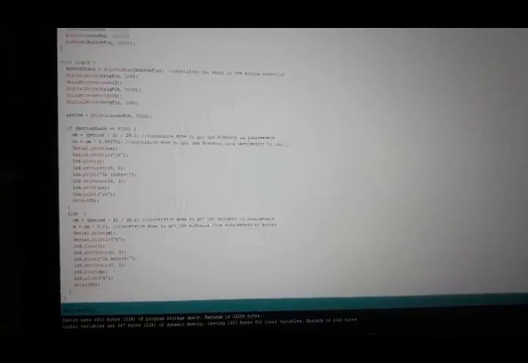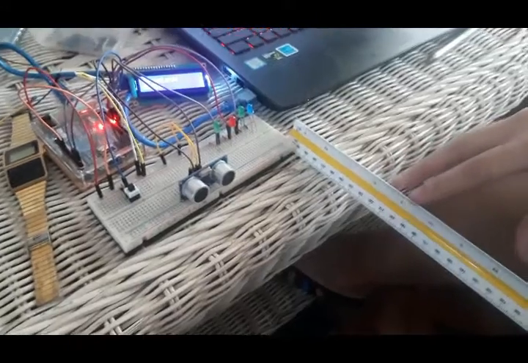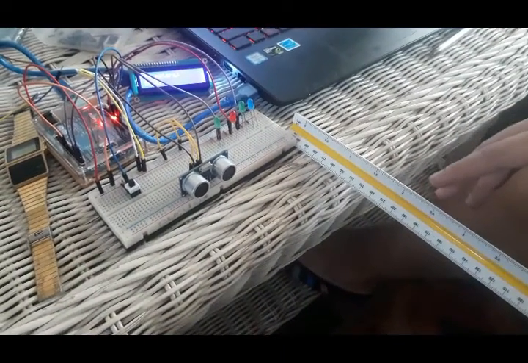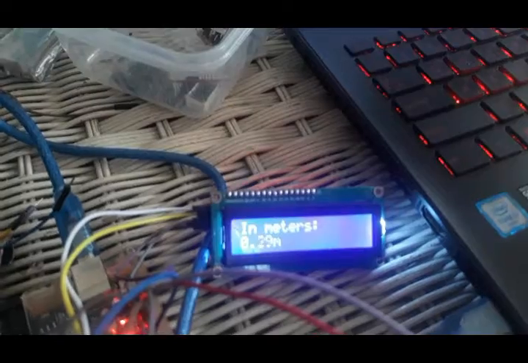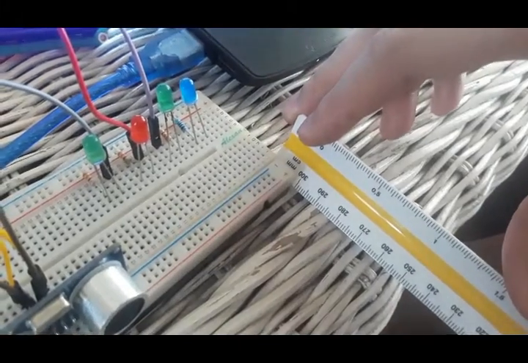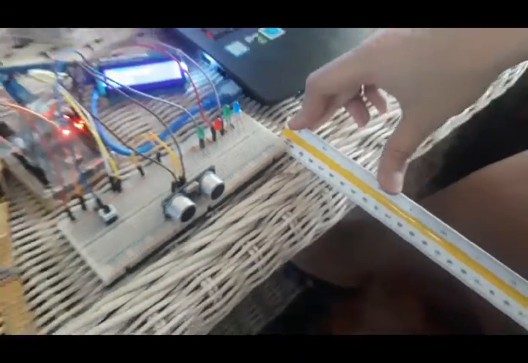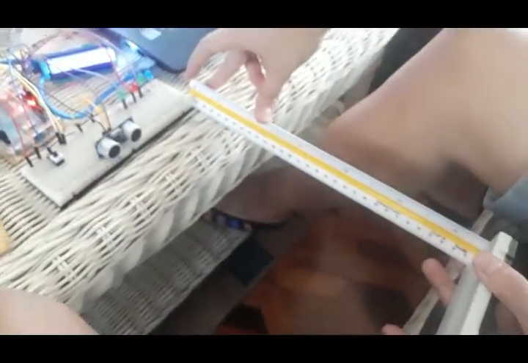And that's the code. And this is the demonstration. The Arduino shows in meters. It shows 0.30 meters. Then the ruler counts 300 millimeters, which means it is 0.30 meters.